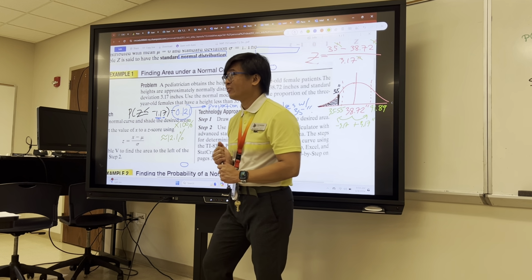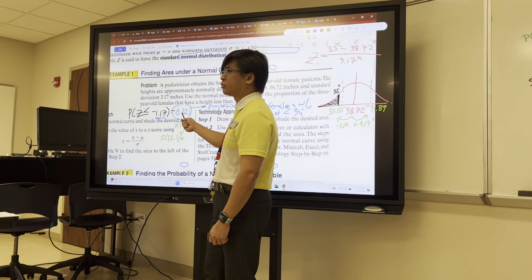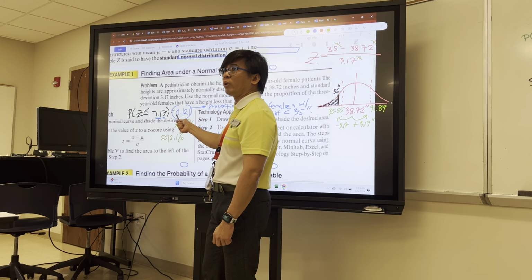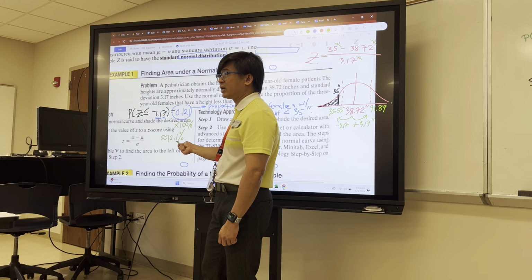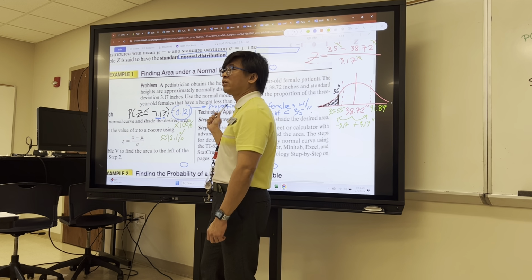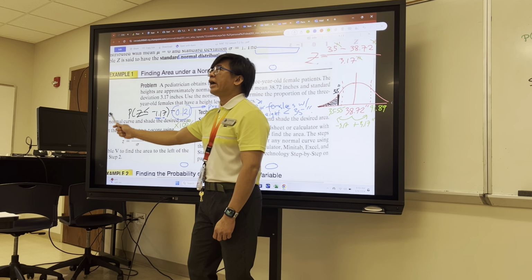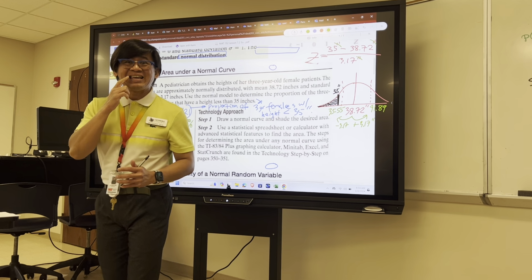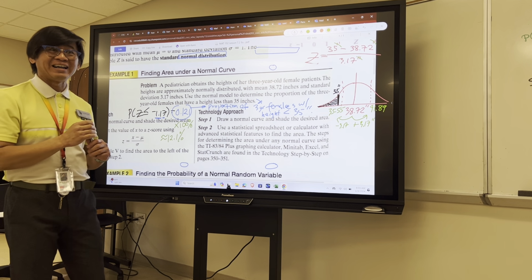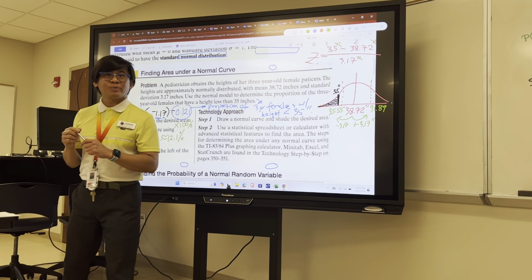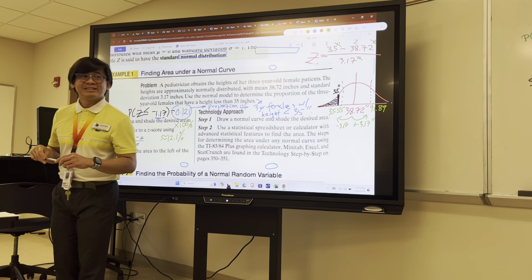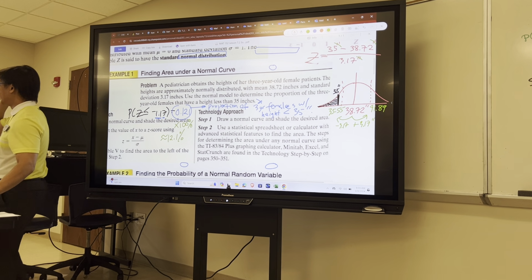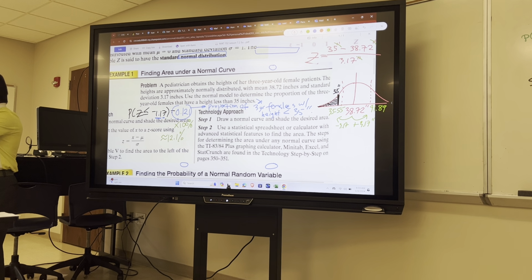Okay, guys, with that one, we can assume it in terms of proportion. The proportion is 0.121, but in terms of percent, 12.1% of these 3-year-old females have heights less than 35 inches. Hey, we good? Questions? Questions with what we did?